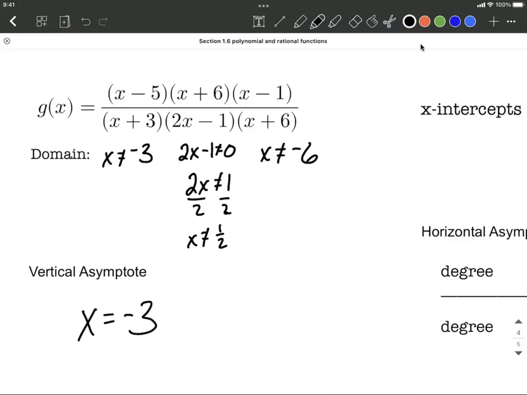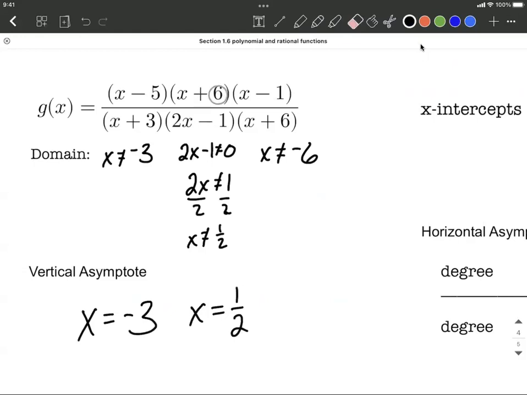What about 1/2? Okay, it came from this factor. Well, 1/2 minus 5 is not 0, 1/2 plus 6 is not 0, and 1/2 minus 1 is not 0, so it's a vertical asymptote as well. What about -6 though? Okay, -6, not a problem here. This middle term though, it is kind of a problem, right? -6 plus 6 equals 0.